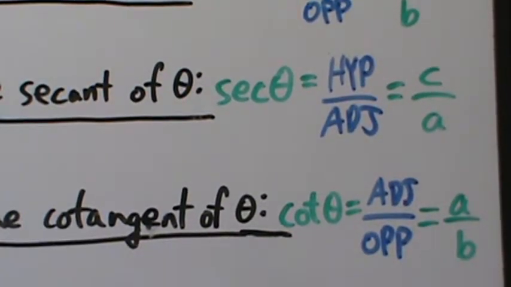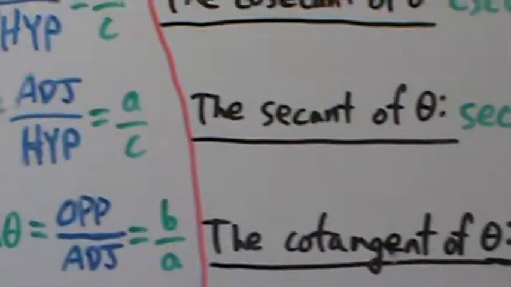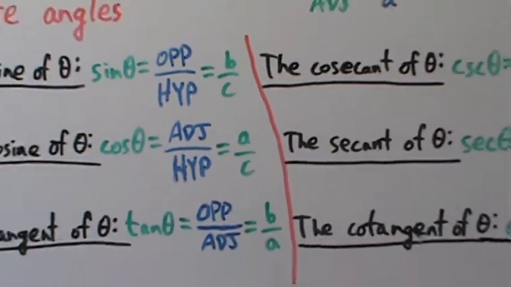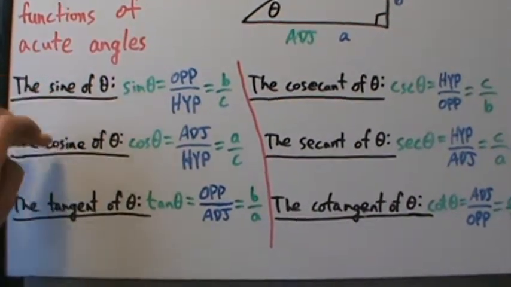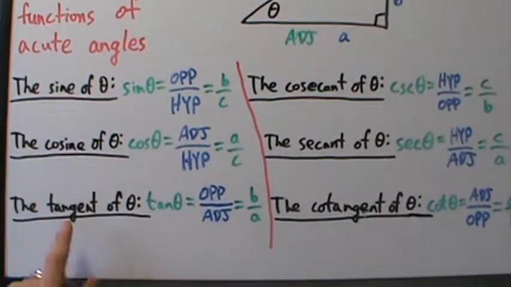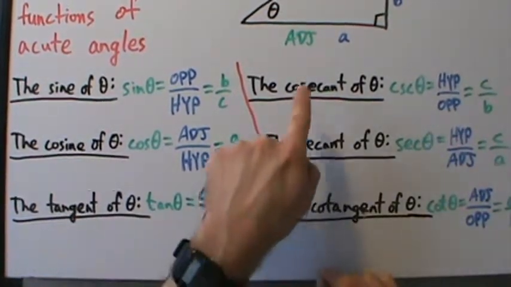Okay, so these are the six trig functions, and this is how to define them in terms of acute angles and right triangles. So let's zoom out here. Okay, so what do we have? We have sine and cosine, tangent and cotangent, secant and cosecant.